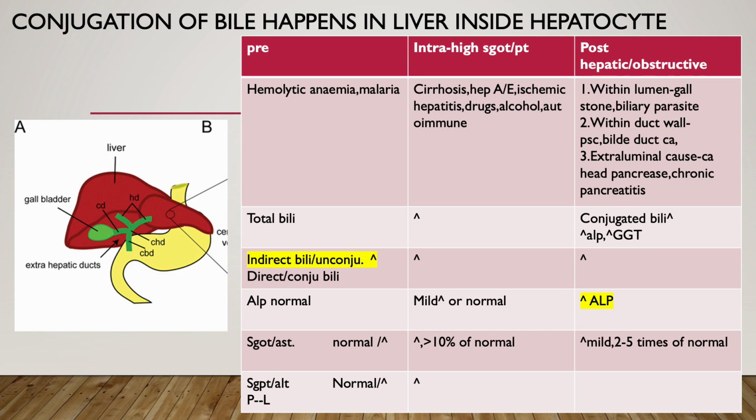And in prehepatic jaundice, there is no problem in the hepatocytes or the bile canaliculi, so the ALP and SGOT/SGPT are normal. But sometimes SGOT/SGPT can be mildly elevated.